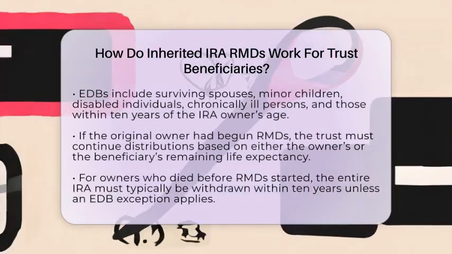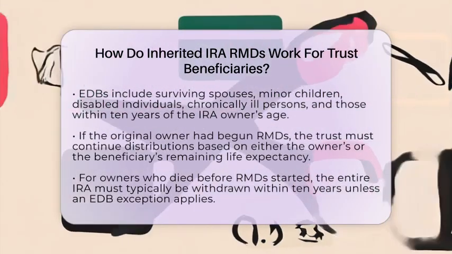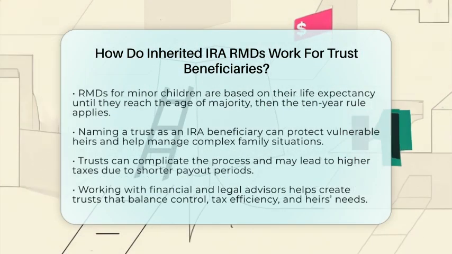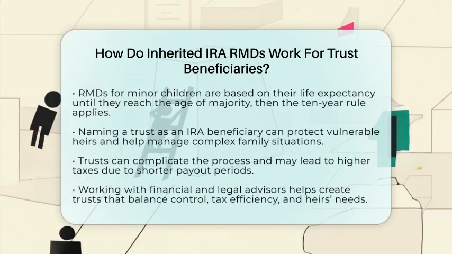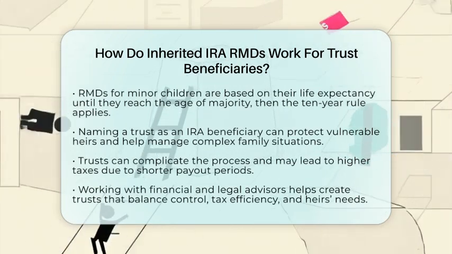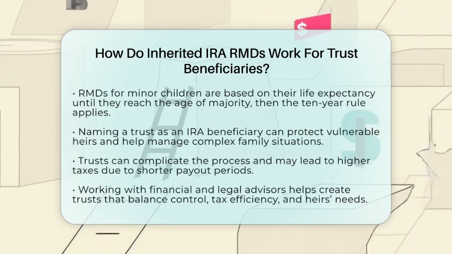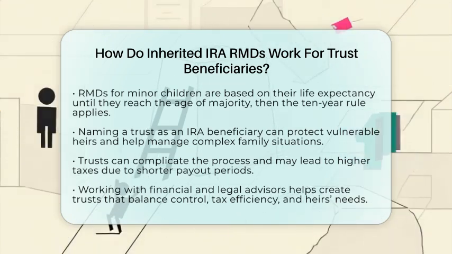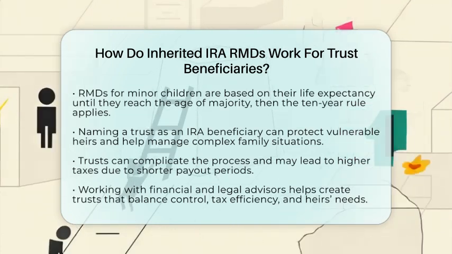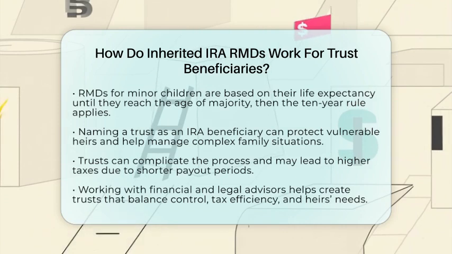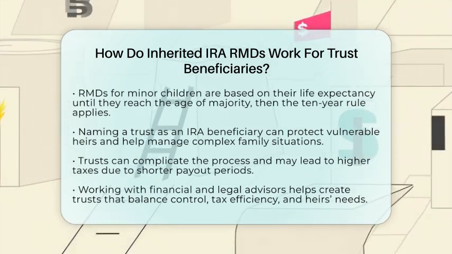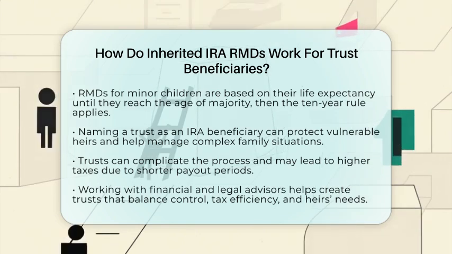For seniors planning their estate, naming a trust as the IRA beneficiary can protect vulnerable beneficiaries like minors or those with special needs. It also helps manage complex family situations, like second marriages, by controlling how the IRA assets are divided. But keep in mind, trusts can make things more complicated and might lead to higher taxes because of shorter payout periods. That's why it's smart to work with financial and legal advisors to set up trusts that balance control, tax efficiency, and the needs of your heirs.